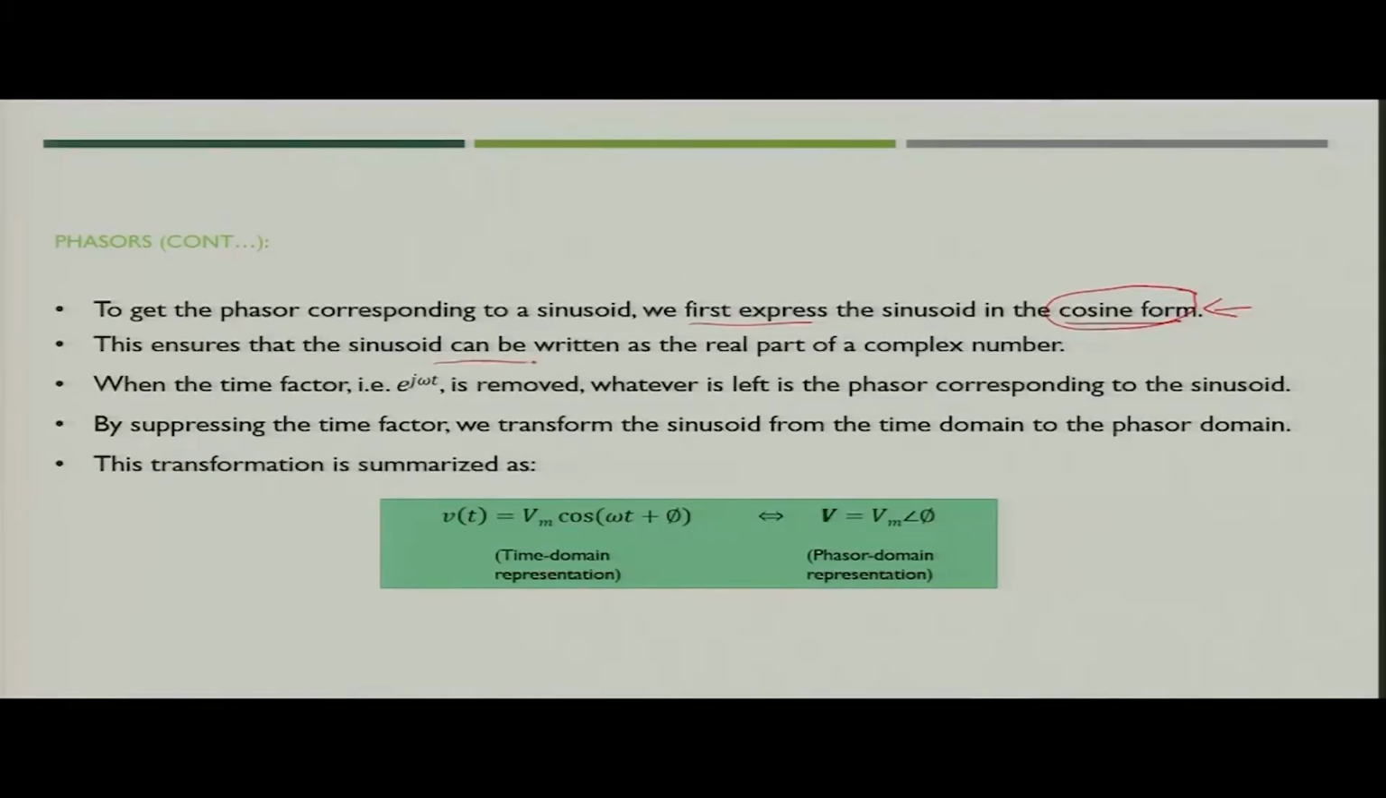This will ensure that the sinusoid can be written as the real part of a complex number. When the time factor is removed, whatever is left is the phasor corresponding to that sinusoid. So, in short, the signal Vm cos(omega t plus phi), written in the time domain, can be converted into the phasor domain by taking Vm and angle phi. Simply, V is equal to Vm angle phi to convert a sinusoid into the phasor domain.